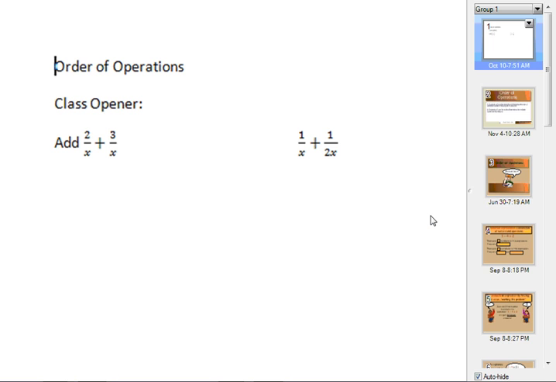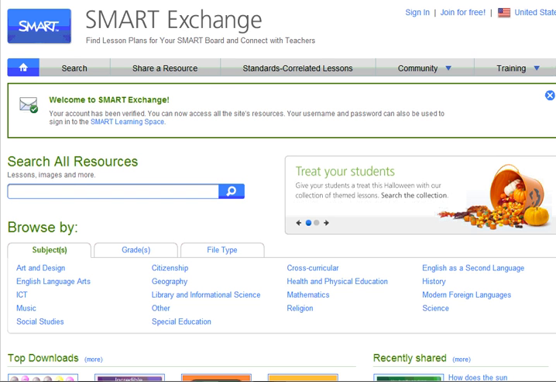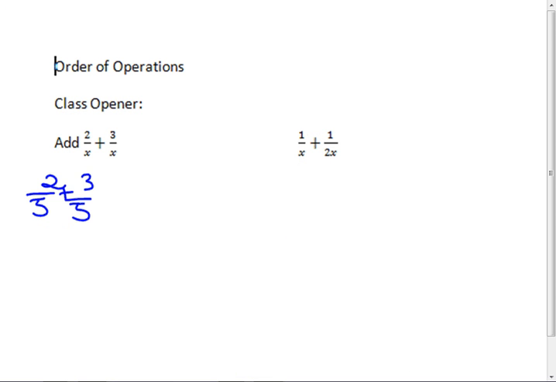If this first problem had said 2/5 plus 3/5, what if it had said that? Now what is that? Oh, I know what it is.